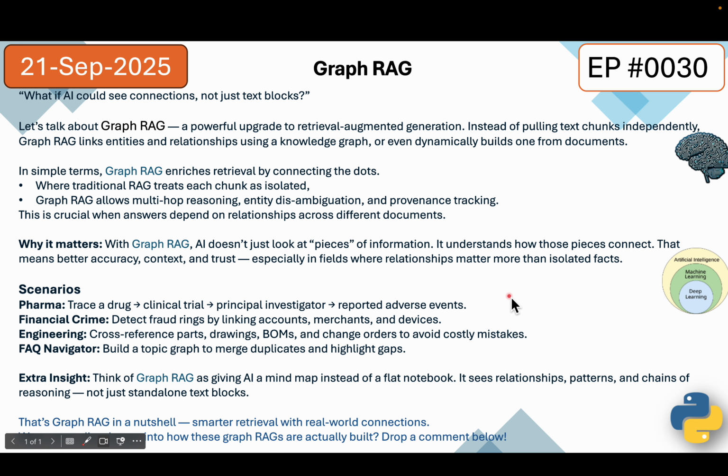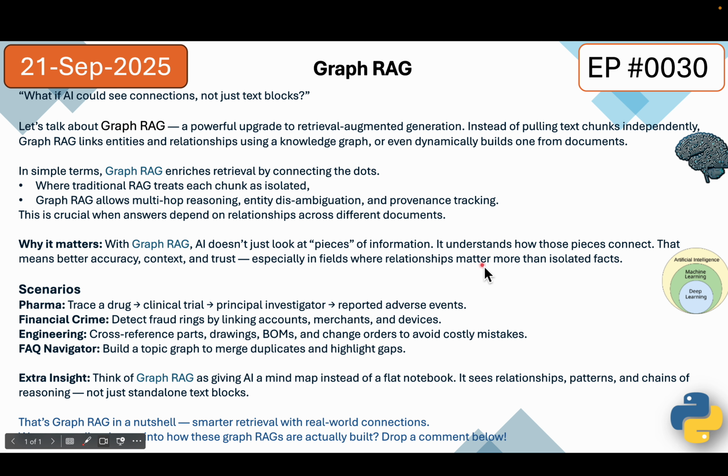Why does it matter? With GraphRag, AI doesn't just look at pieces of information. It understands how these pieces connect. That means better accuracy, context, and trust, especially in fields where relationships matter more than isolated facts.